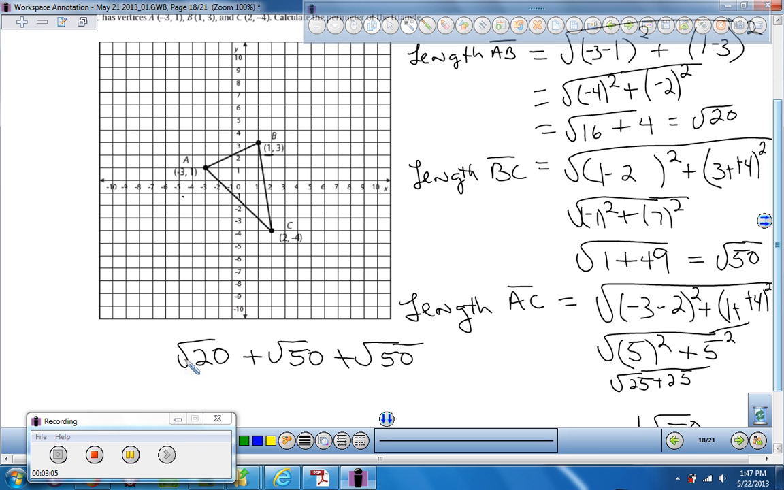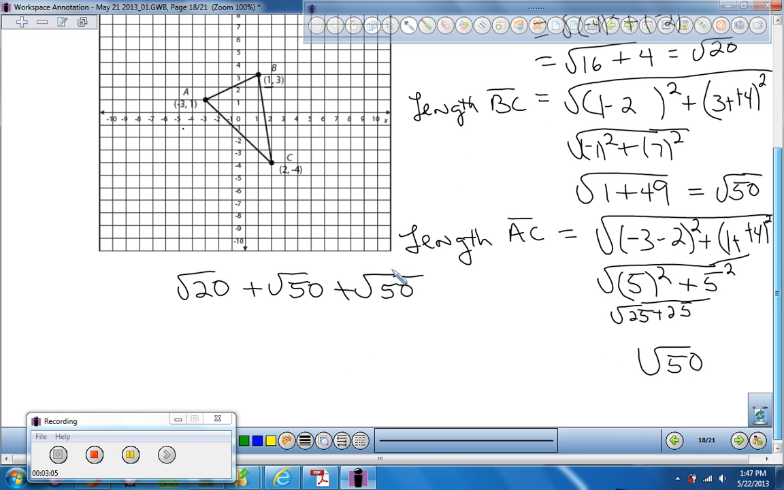Now, we can't just add them together because they're not the same square roots. Now, we could add this and have 2 square root of 50. But for this one, let's go ahead and simplify these. So let's say how many times 4 goes in there, 5 times. Okay, and then I know the square root of 4 is 2. So if you want to, you can keep breaking it apart. So I'm going to have 2 square root of 5.